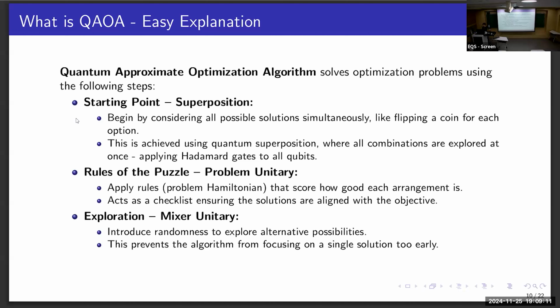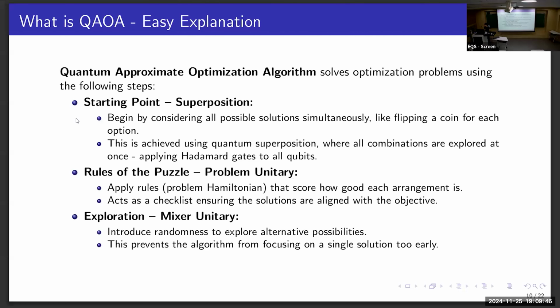So the starting point is make a superposition. So considering all possible solutions simultaneously, like flipping a coin for each option, this is achieved using quantum superposition, applying Hadamard gates to all qubits. And rules of the puzzle, so it's a problem unitary. We apply rules, problem Hamiltonians, that score how good each arrangement is. So it acts as a checklist, ensuring those solutions are aligned with the objective.